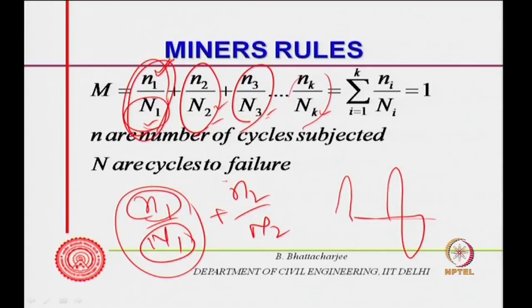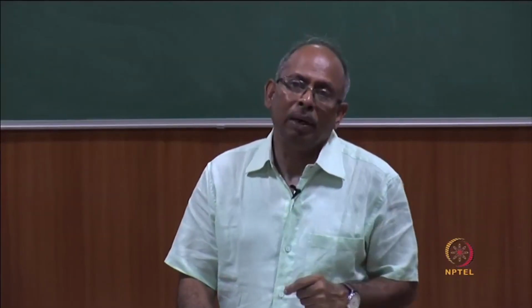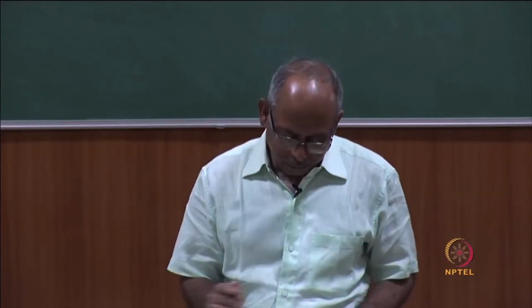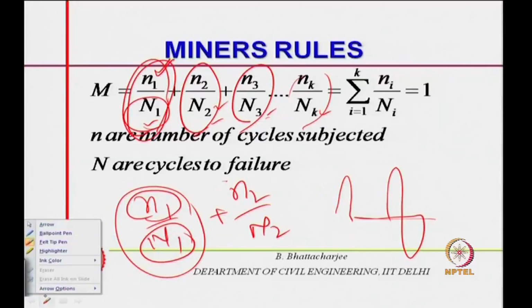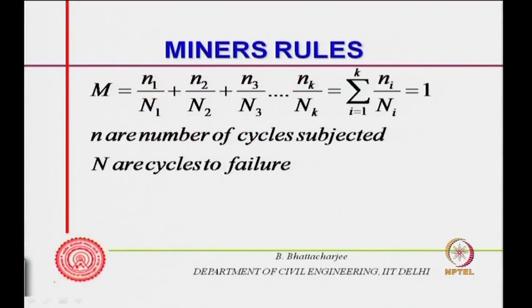As soon as the sum total of the fractions of damage becomes 1, failure occurs. As long as it is less than 1, there is no failure. The moment it is 1, the failure would occur. So, this is what is Miner's rule: when cumulative damage equals 1, the failure would occur. Now, what is the relevance? How is it useful?